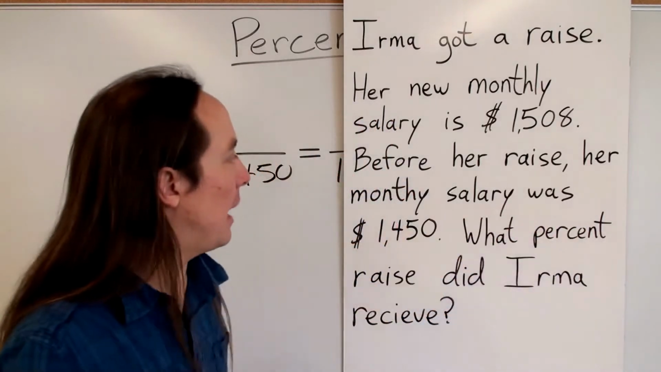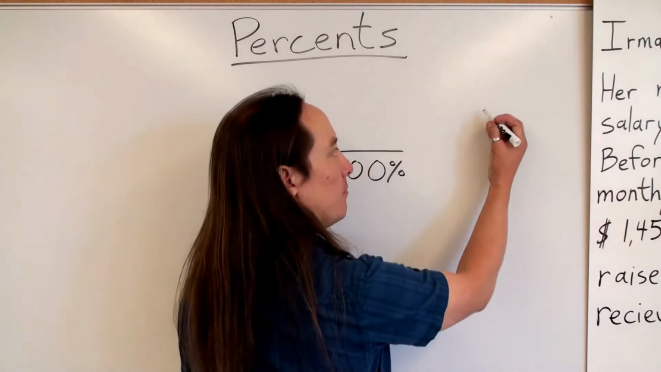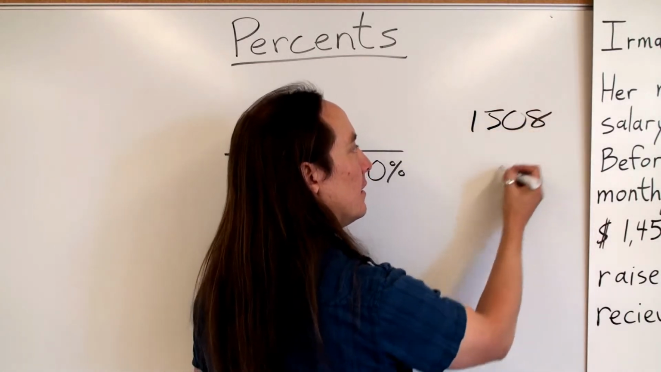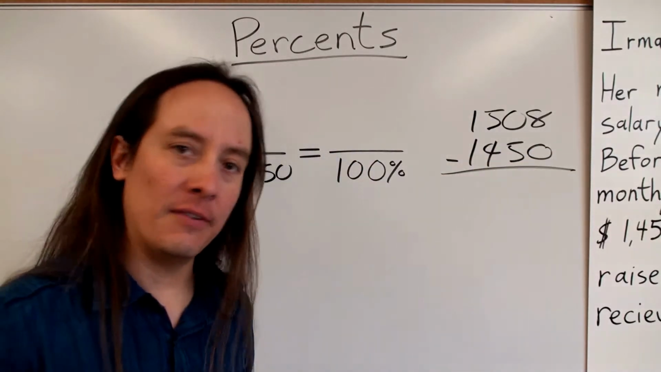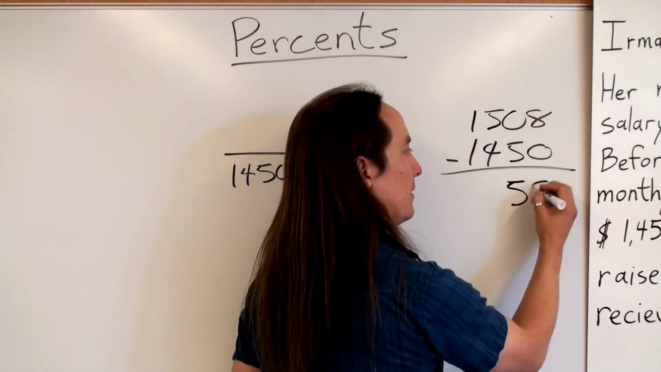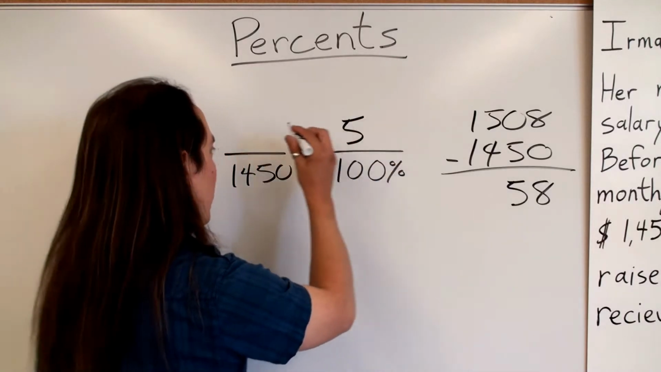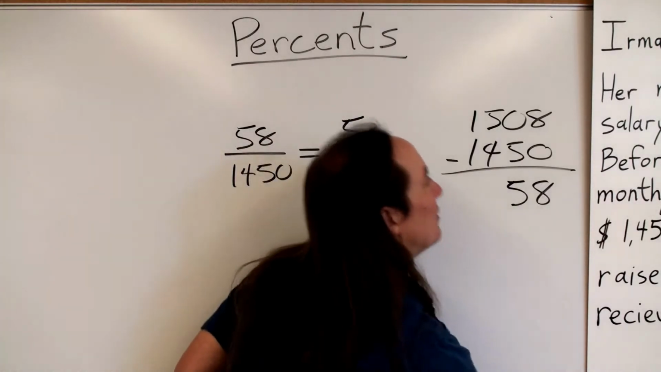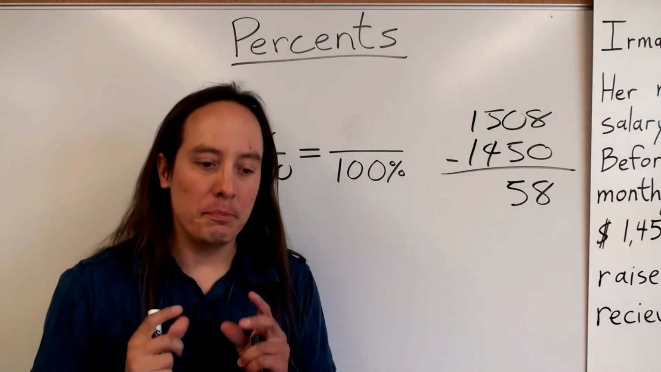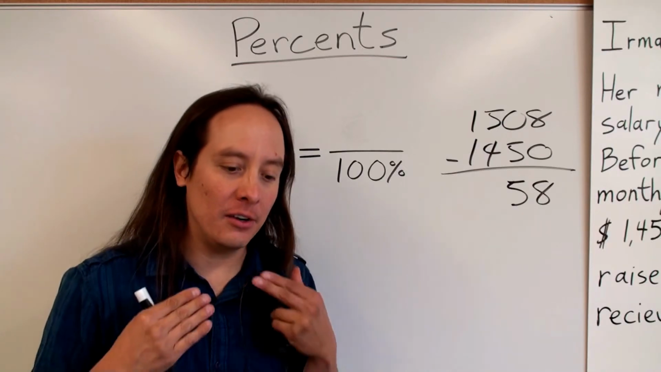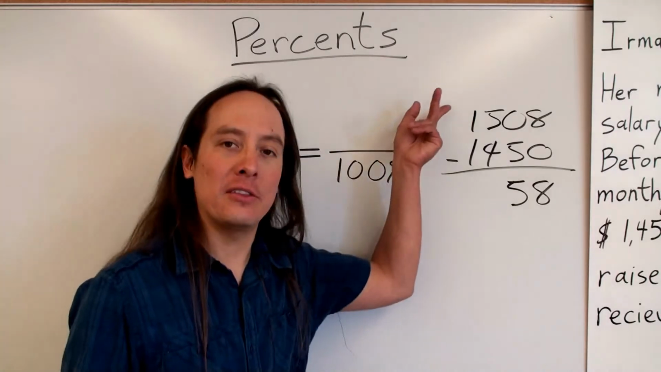So I have to see how much more a month Irma is making. If her new one is 1508 and her older one was 1450, I have to take the difference of those two, and that will be 58. Now that's the part. Oops, sorry, that goes over here. I've done this before. Okay, so the part is the difference in change. Obviously, her salary changed. How much? That's going to be the part. And to do that, we just subtract the old from the new.